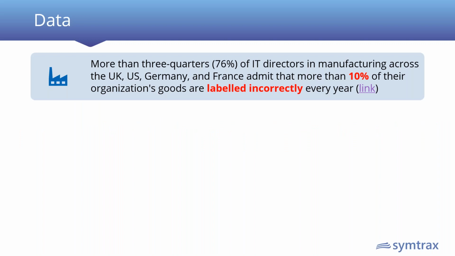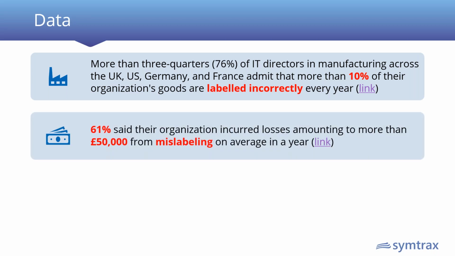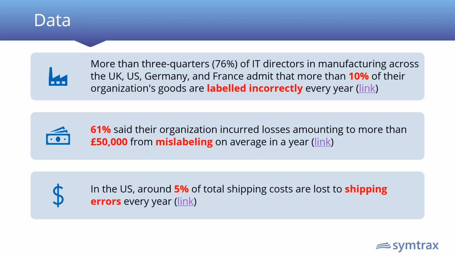According to some data that we have researched, more than three quarters, around 76% of manufacturers, admit that 10% of their organization's goods are labeled incorrectly, maybe shipped out wrongly. 61% is due to mislabeling, and around 5% are due to shipping errors. So the links are there for you to read. Again, you'll receive the slides later after this.